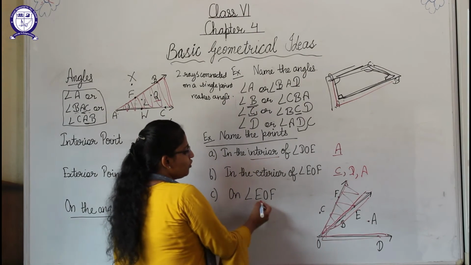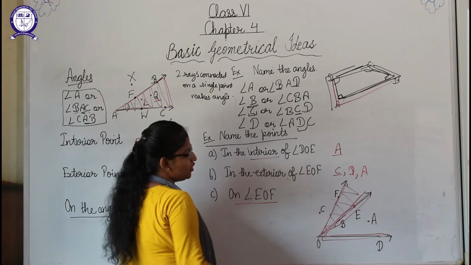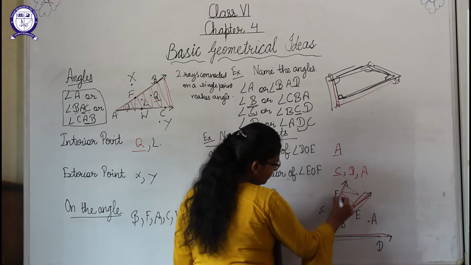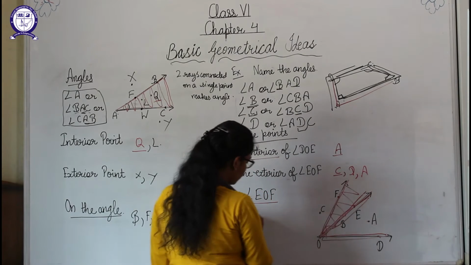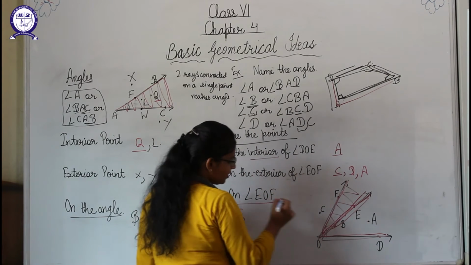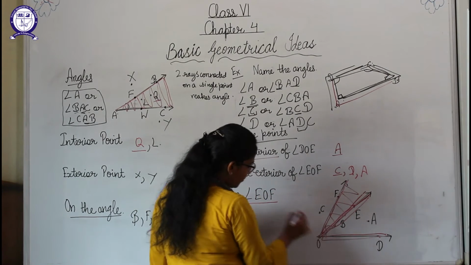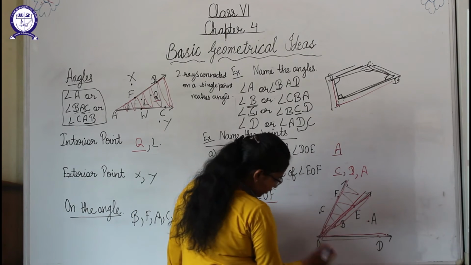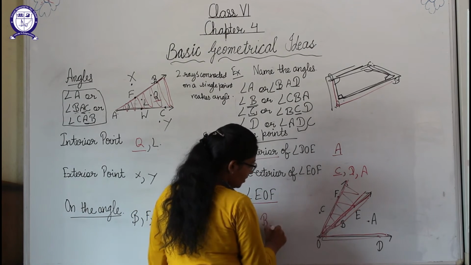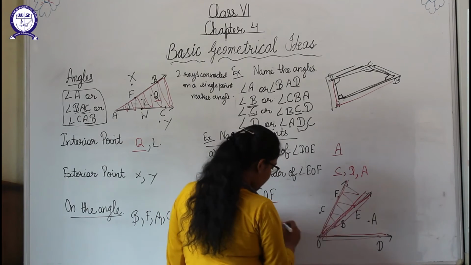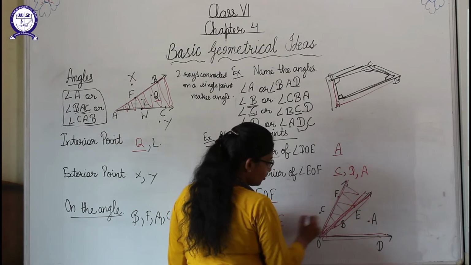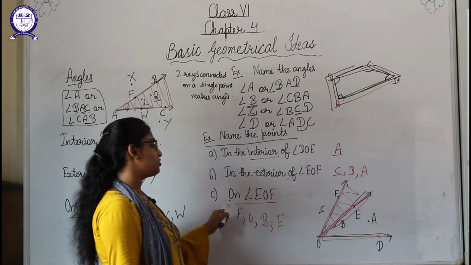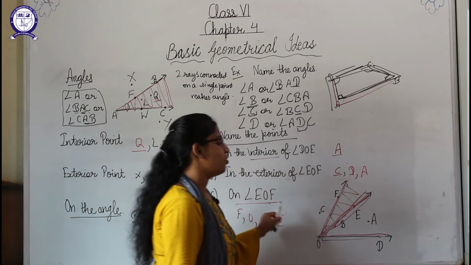Now on EOF, what are the points on angle EOF? This is angle EOF, this one. Okay, so what are the points? F is the point, so we will write F. Now O is the point on this, so O is the point. Now B is the point on this, so we will write B. Now E is the point on this, so we will write E. So these all are the points on angle EOF.